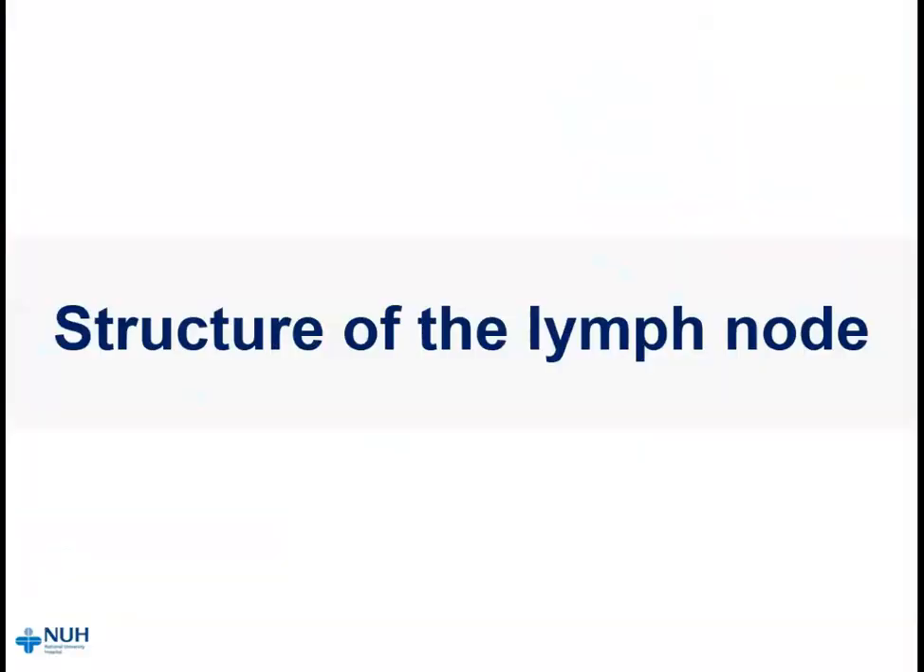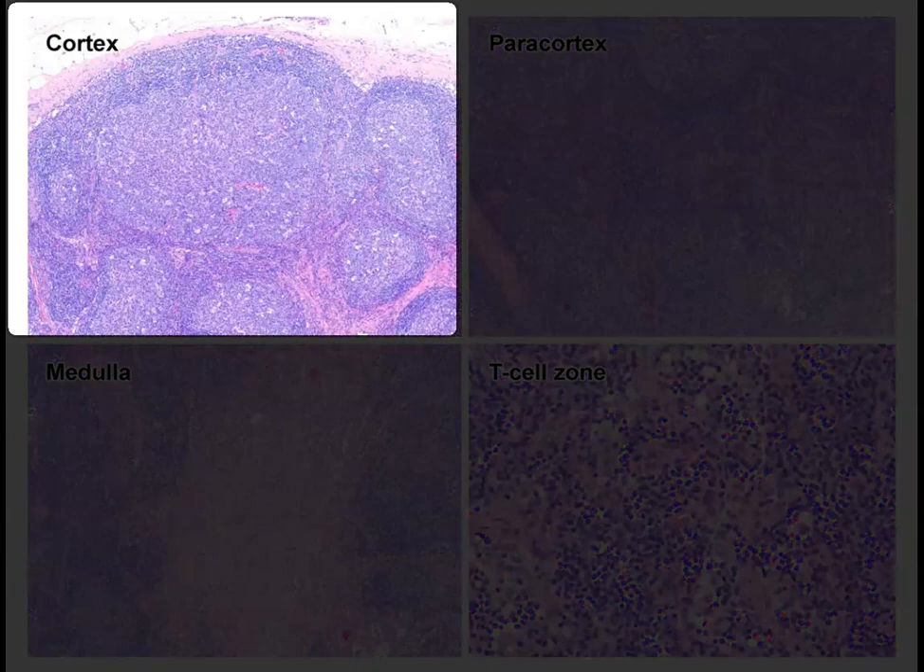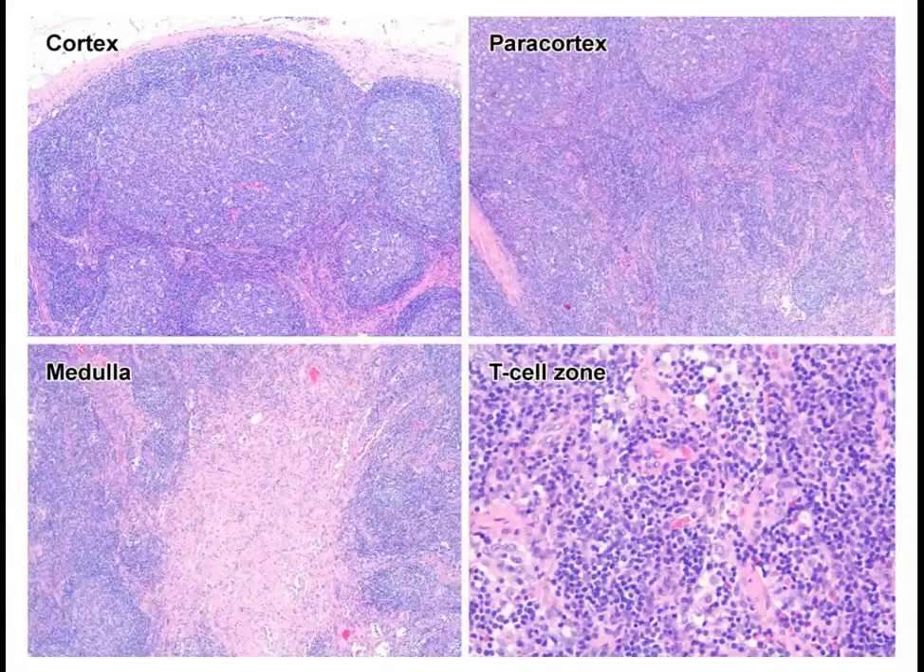First, let us do a quick revision of the structure of the lymph node. The outermost part of the lymph node is the cortex, which features many lymphoid follicles with prominent germinal centers. The lymphoid follicles comprise mainly B cells. The subcapsular sinus is patent, but is normally inconspicuous, containing a small number of histiocytes.